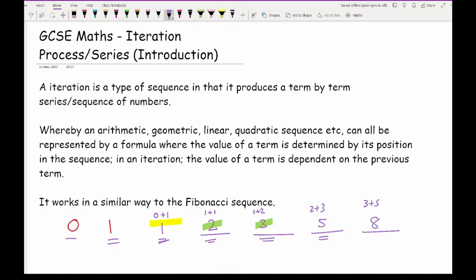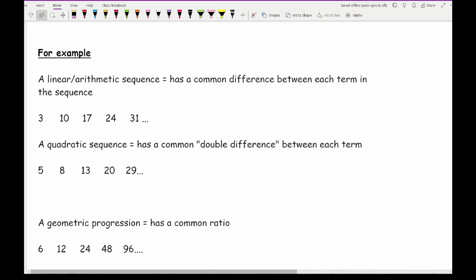So again, the iteration works in a similar process. Just to recap, whereas with an arithmetic, geometric, linear or quadratic sequence the value of a term is based on its position, in an iteration it uses some previous terms. So it all depends on what values you're starting with to decide what numbers would actually go in a sequence. Now let's emphasize that point.